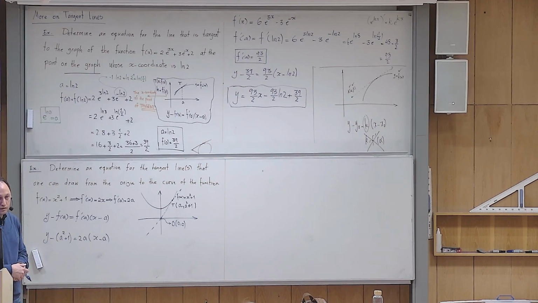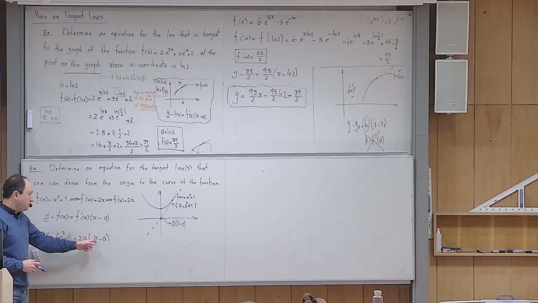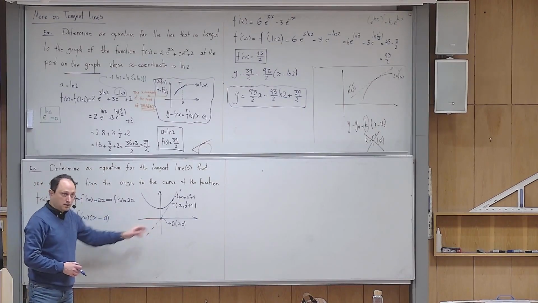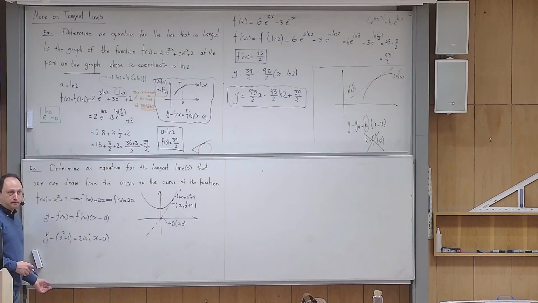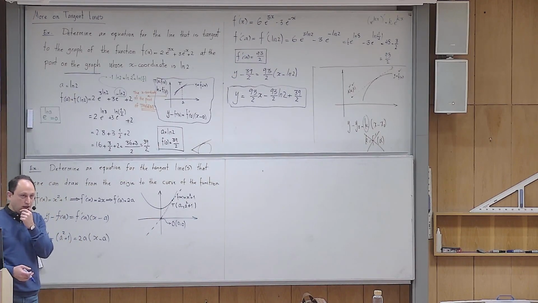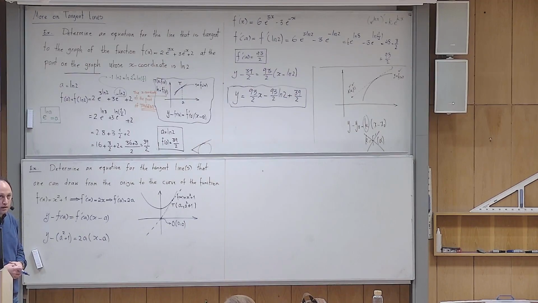Yes? We know that the origin is supposed to lie on this line. So it means that if I replace x and y with the coordinates of the origin, both sides should be equal to 0 and the equation should be valid. And this will give me one equation in which A is the unknown, so I can find that. So is the logic clear? I will do the calculation.